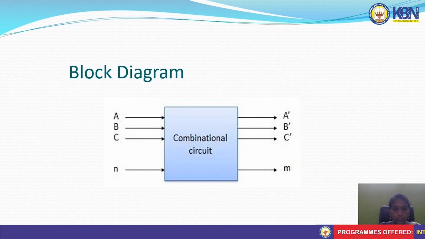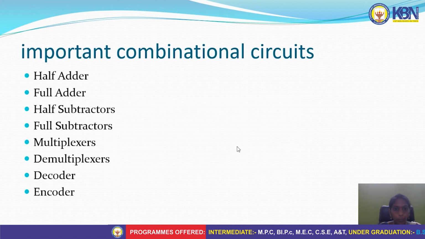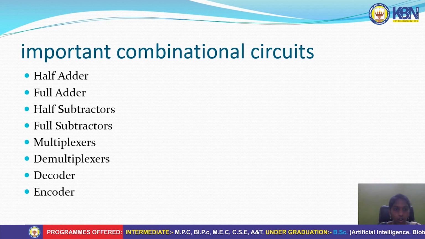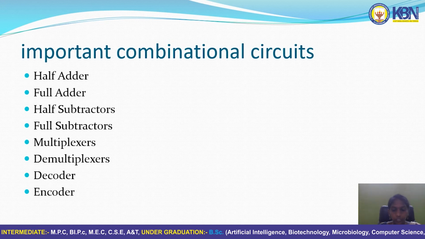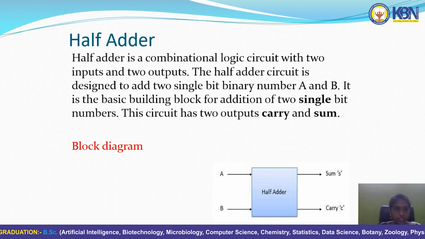The block diagram of the combinational circuit. We have already discussed n number of inputs and m number of outputs. The important combinational circuits are half adder, full adder, half subtractor, full subtractor, multiplexer, demultiplexer, decoder and encoder. In the next slides, we are briefly discussing these combinational circuits.